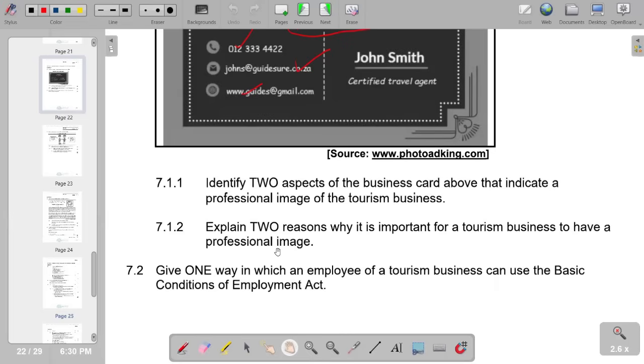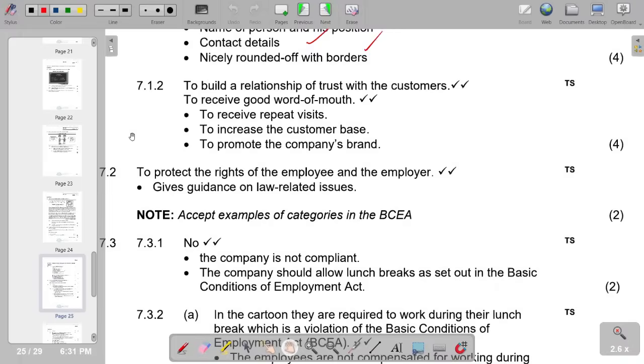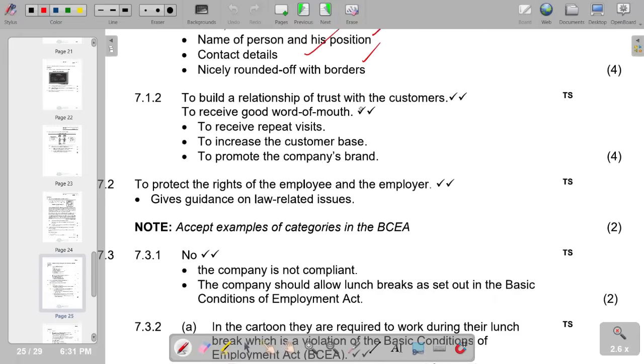Of course, to have a professional image, it obviously leads to good publicity, which ends up benefiting the business by having repeat visits of our customers. So it increases the customer base. So basically, these are the points that you can include. So the first one, we're saying to build a relationship of trust with customers and also to receive good word of mouth and to receive repeat visits to increase the customer base and to promote the company's brand. So these are the points that we have.